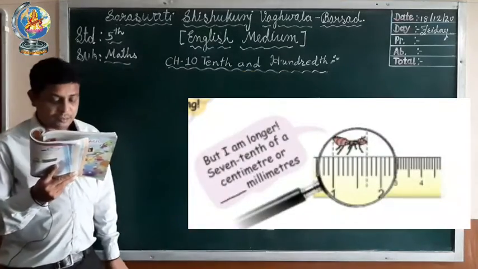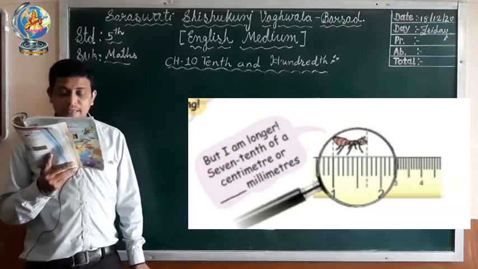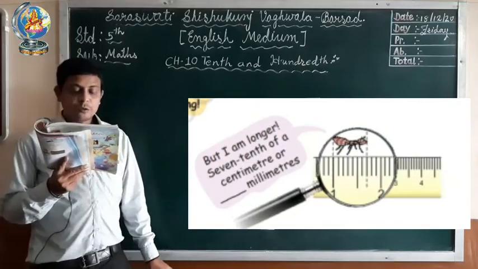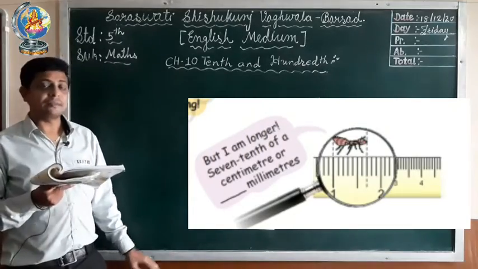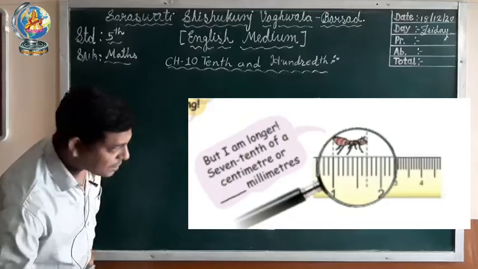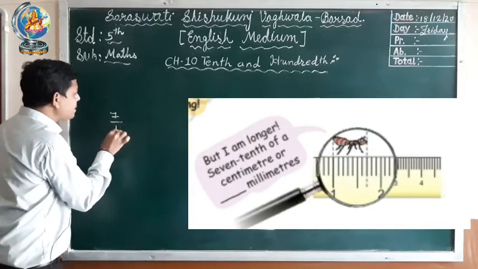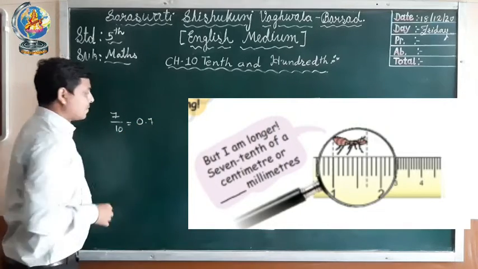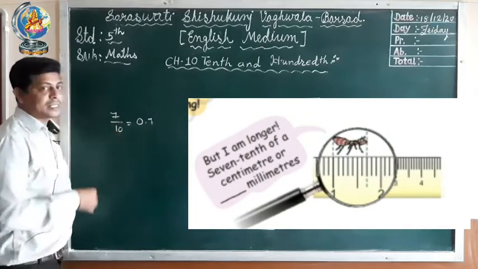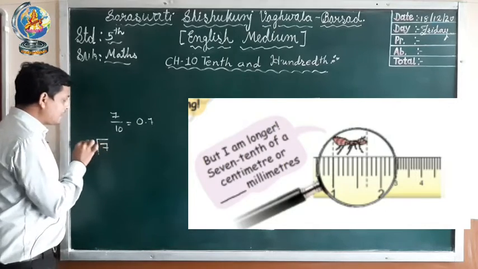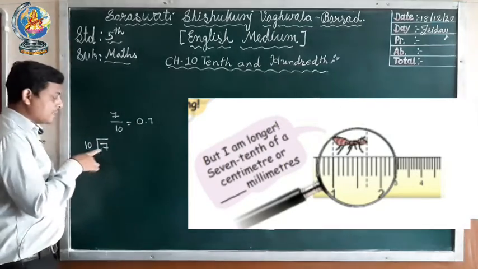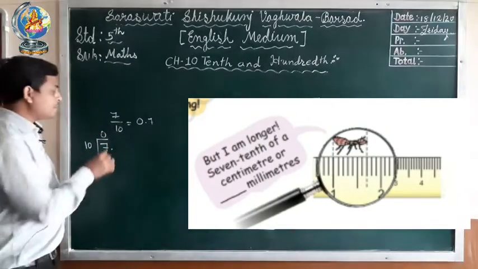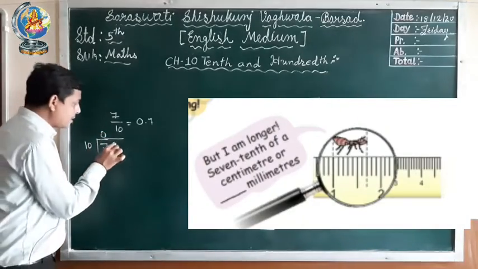Okay. Now downside is given: the ant is 7/10 of a centimeter or blank millimeter long. So 7/10 means... Now you can see here 7/10. 7/10 means what? 7/10 means 0.7. If you divide 7 by 10, you will get 0.7. See how, 7 divided by 10. 10 is bigger than 7, so we will write here 0 and we will place a decimal. Decimals we learned in 4th standard also. So we will place here 0.